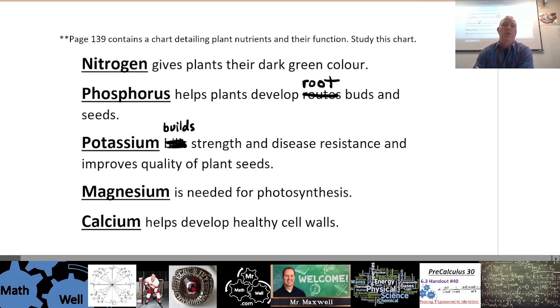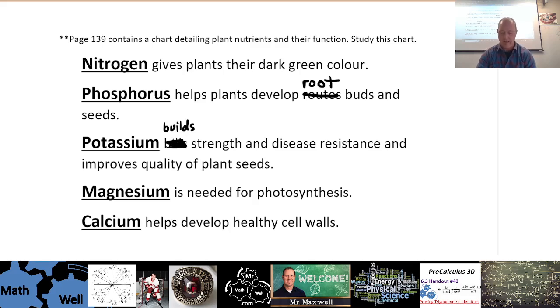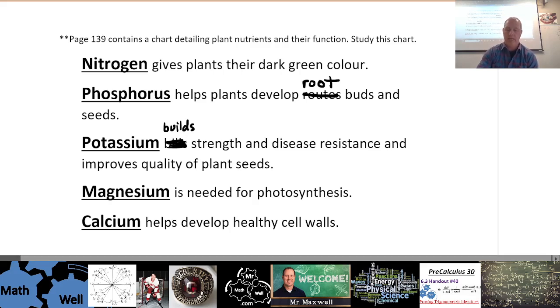So these are some important nutrients and their function for plants. This is on page 139. You'll find this chart. It's awesome. It's actually part of one of the review questions for 5.1, but I really liked that chart. So I thought I'd try and give you some of it there.